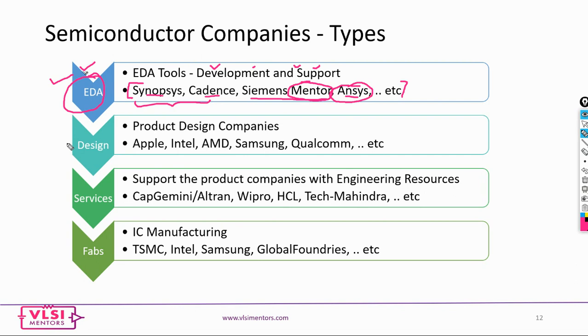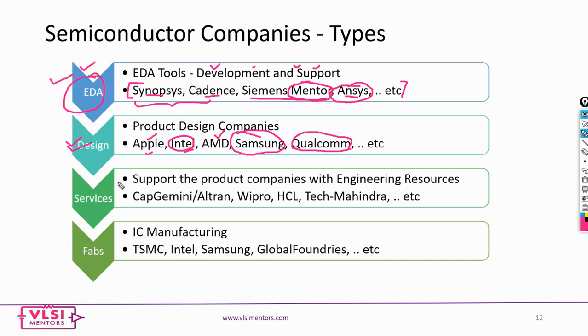Now the next set of companies are the product design companies, like Apple and Intel. Apple makes consumer products, say mobiles and the MacBook Pro. Intel makes processors, and they have different product lines. AMD is the same, and Samsung again has consumer products. And Qualcomm is an IC design company that provides chips to all the mobile companies, automotive companies, and everything. So these kinds of companies are known as product companies.